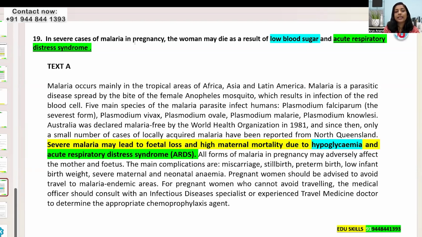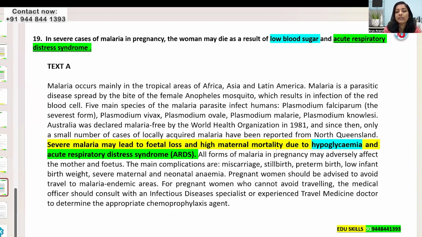Nineteenth one. In severe cases of malaria in pregnancy, the woman may die as a result of low blood sugar and dash. So in severe case of malaria in pregnancy, which text will it be? Yeah, because it's a description, right? So here, in severe cases of malaria in pregnancy, the woman may die. That means the pregnant woman may die as a result of low blood sugar. So here you can see severe malaria may lead. The same modal verb they have used, may. May lead to fetal loss and high maternal mortality.